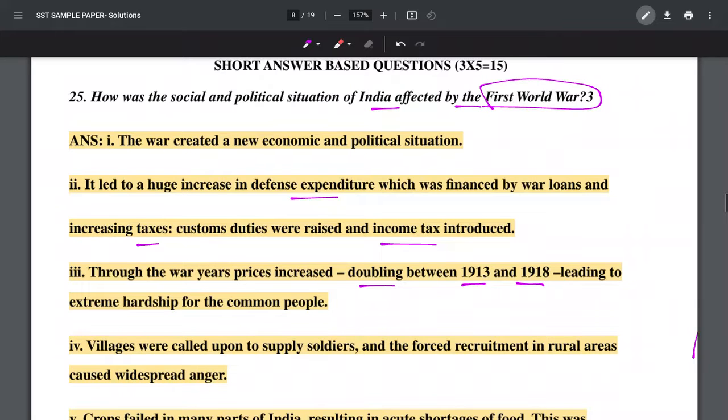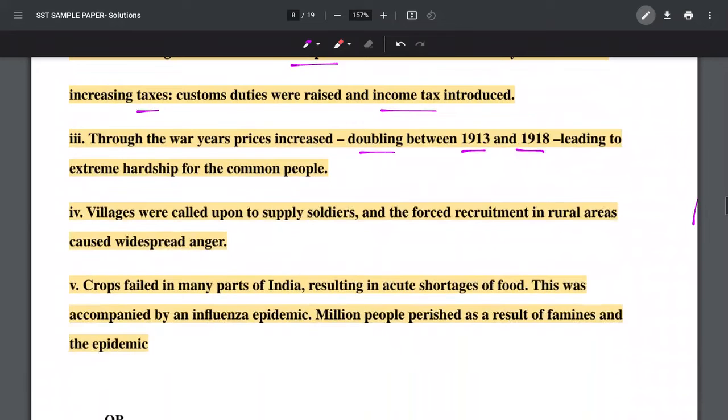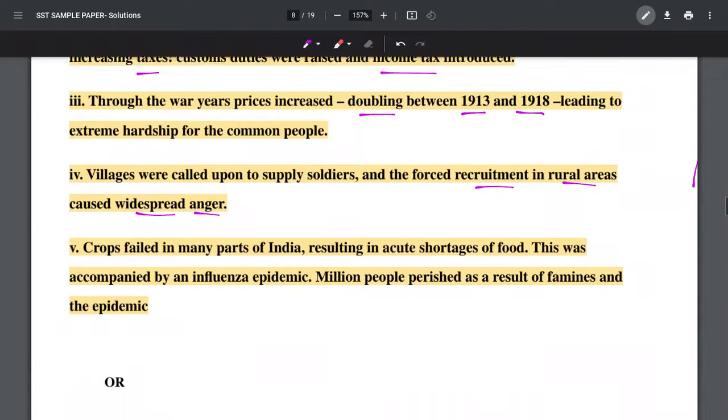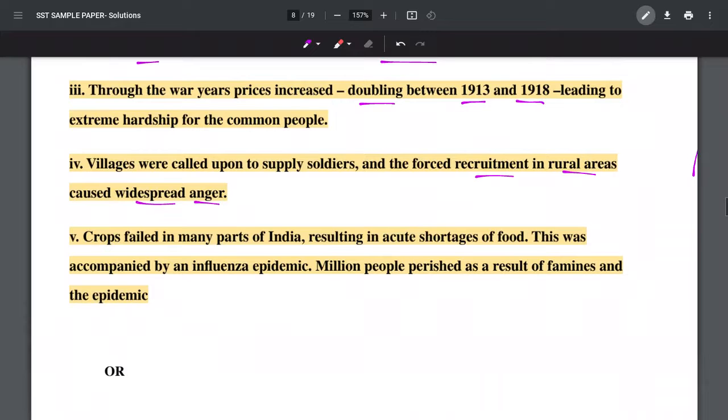Now, villages were called upon to supply soldiers and there was forced recruitment in rural areas, which caused widespread anger. Crops also failed in many parts of India. Right, there was a food famine. Correct. You can say there was a kind of food famine, a food shortage.